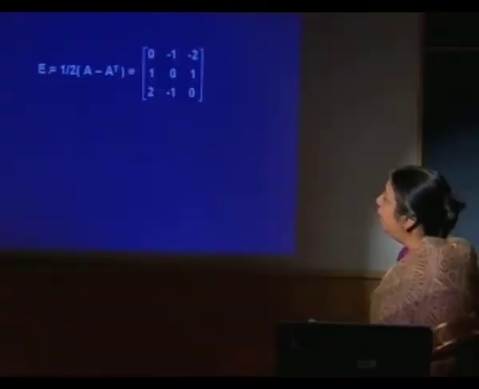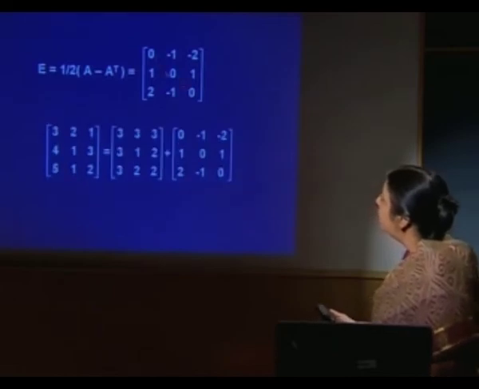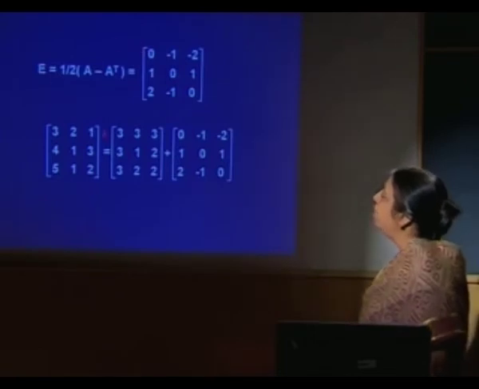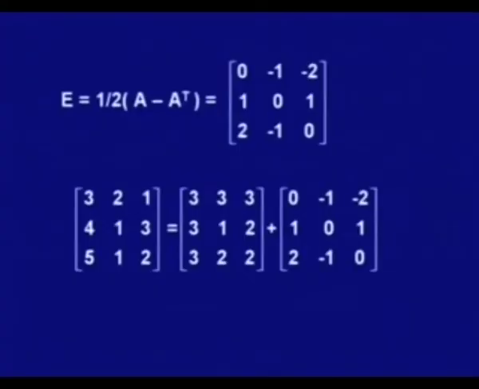Now, if we compute the matrix E as half of A minus A transpose for the given matrix, it comes out to be this 3 by 3 matrix, and one can note that this matrix is skew symmetric. This is minus 1, so this is 1, this is minus 2, so this is 2, this is 1 and this is minus 1, and the diagonal elements are all 0. So, this is a skew symmetric matrix. So, I have written the square matrix A as this symmetric matrix plus this skew symmetric matrix. So, any square matrix can be written as a sum of a symmetric matrix and a skew symmetric matrix.